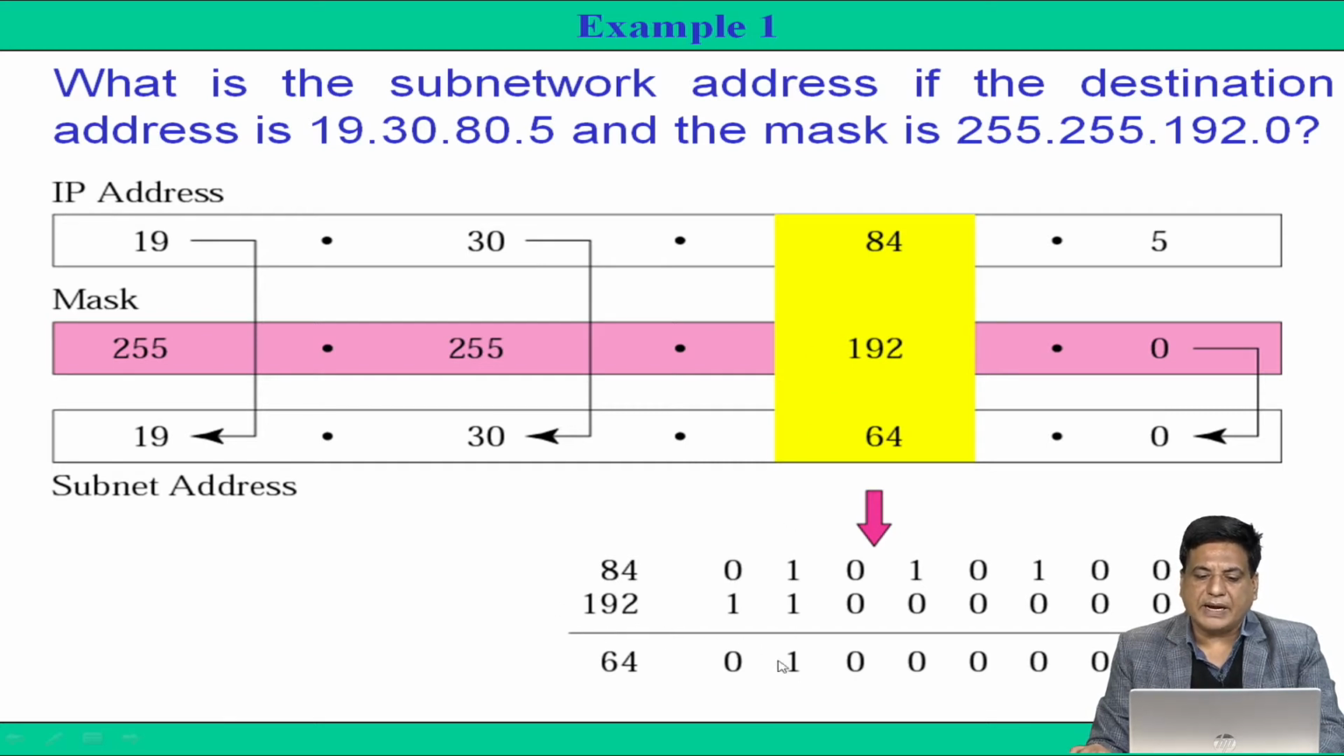Then we perform the AND operation. After the ANDing operation, we find the number, and it becomes 64. So, here it will become 64. In the last octet, the subnet mask contains 0. It means we have to replace the address digit by 0. So, this is the way we find the subnet address.